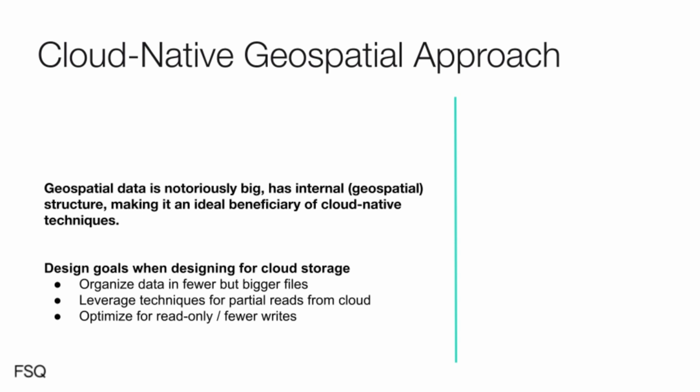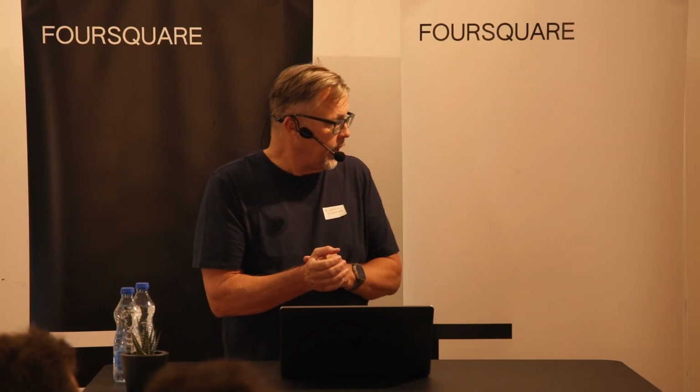And it typically has an internal structure. The geospatial aspect of cloud geospatial data means that things can be grouped together, like columns that are in a certain location can be spatially indexed as being related to each other, near each other, and so on, and chunked in that way. So geospatial data is really an ideal beneficiary of these cloud native techniques.